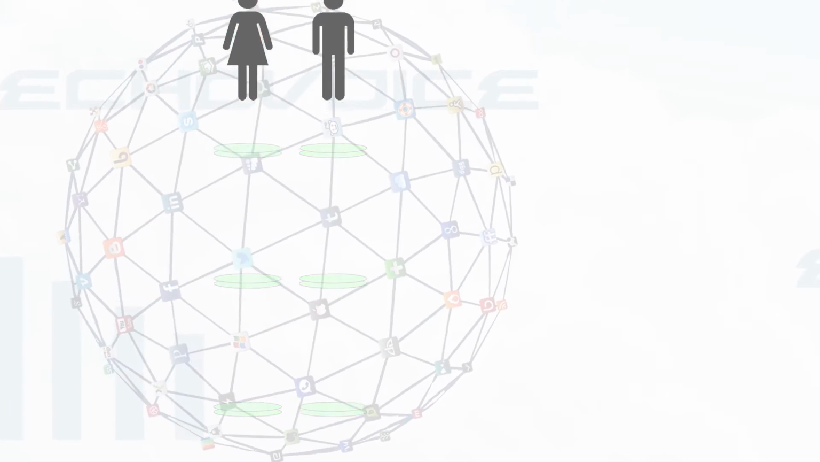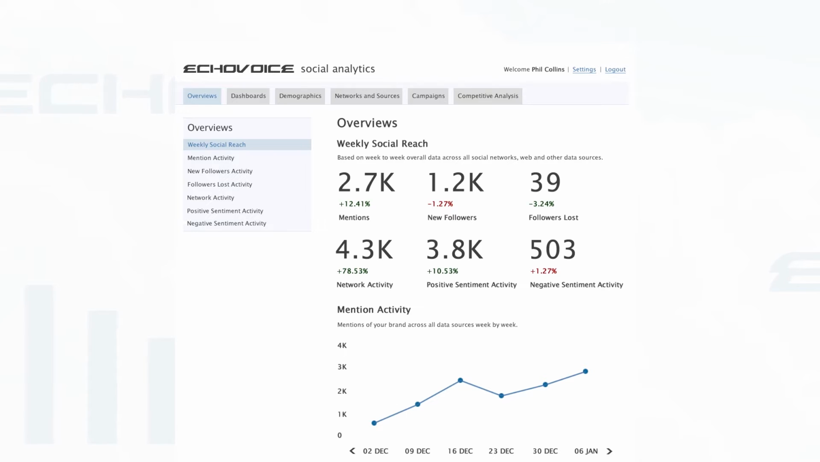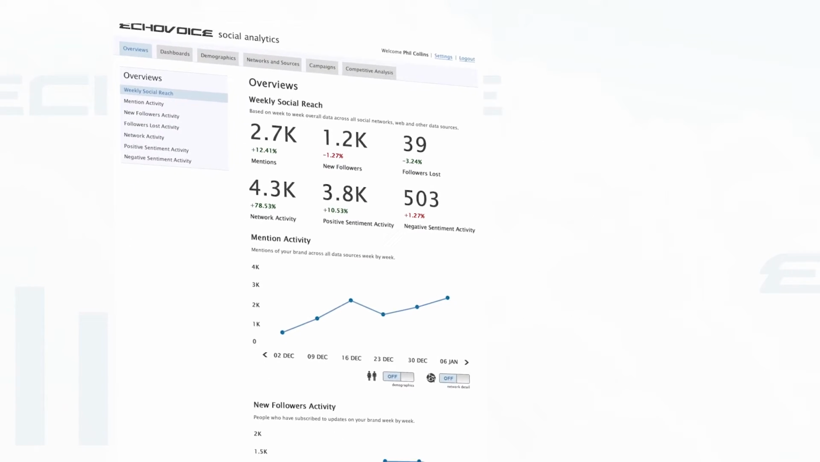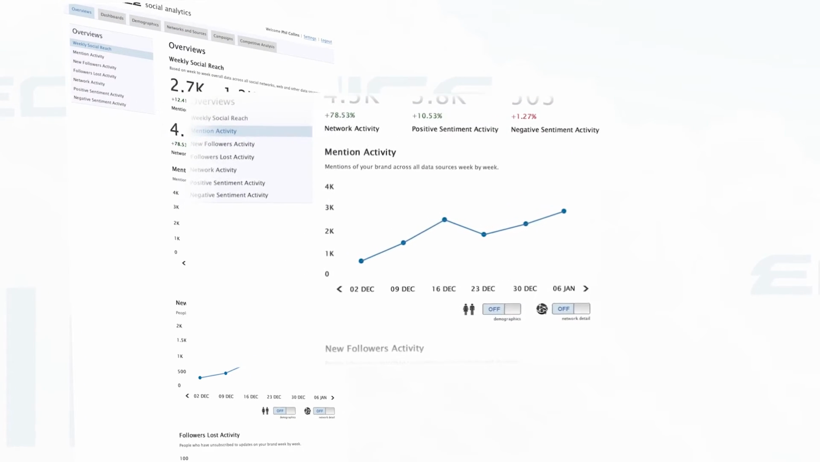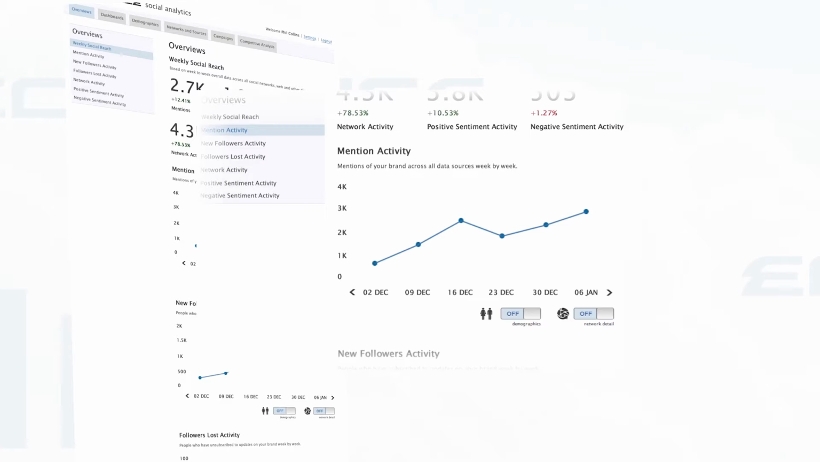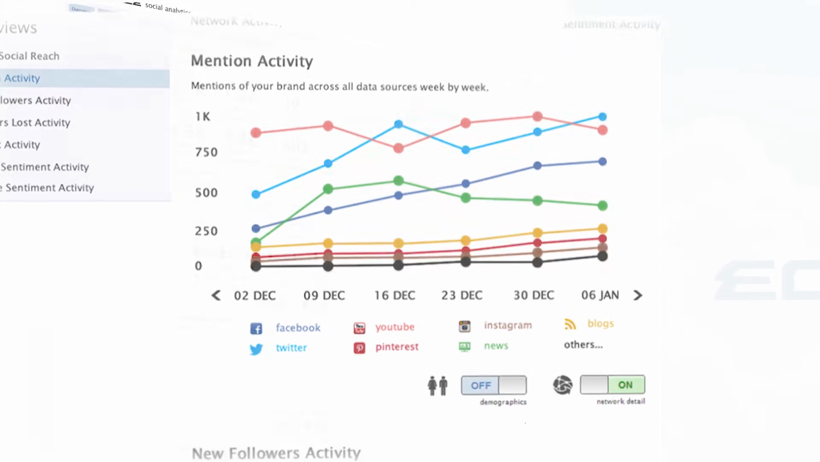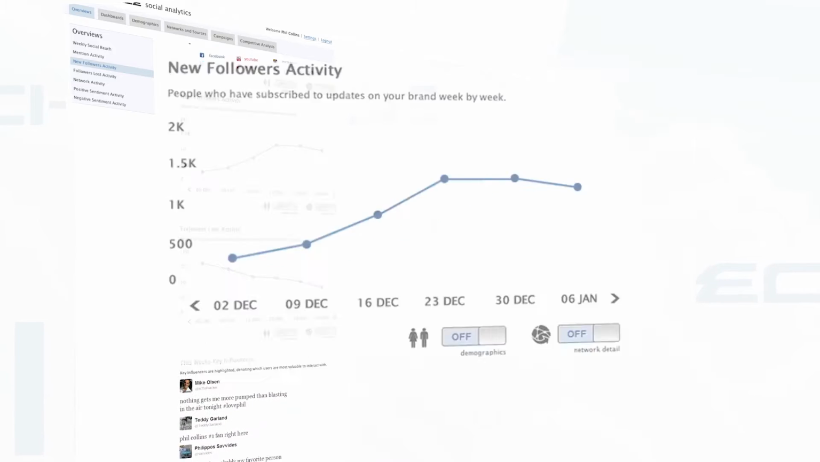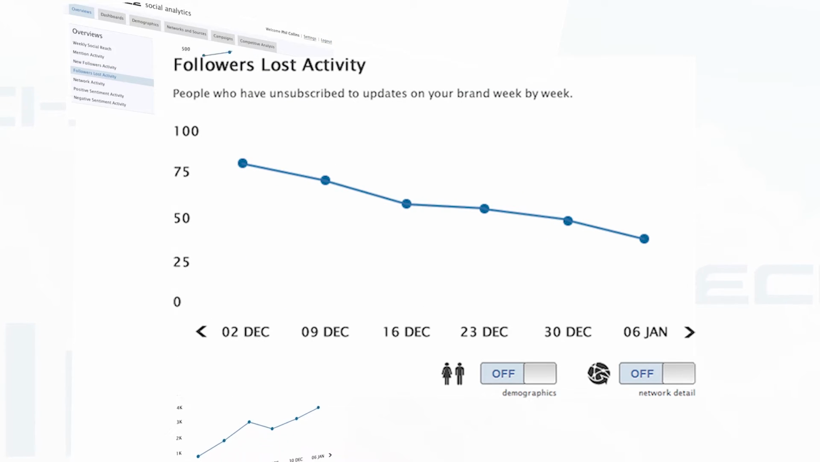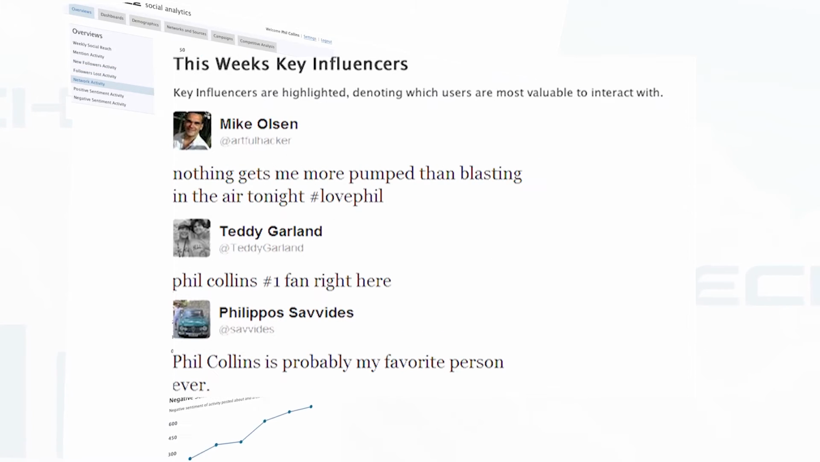Echovoice rises above the competition with industry-leading social and big data analysis tools. Echovoice gives you a comprehensive look at your social media influence, featuring weekly social reach and how often your company or brand has been mentioned. This is broken down to include specific network data, allowing you to monitor weekly impact across multiple social networks and media sources. Echovoice monitors changes in followers, showing where your company has gained and lost each week. Key influencers are highlighted, denoting which users are most valuable to interact with.